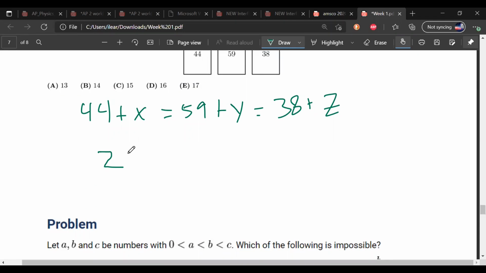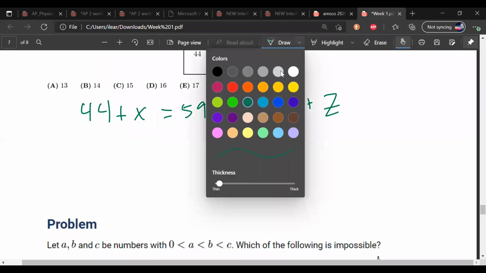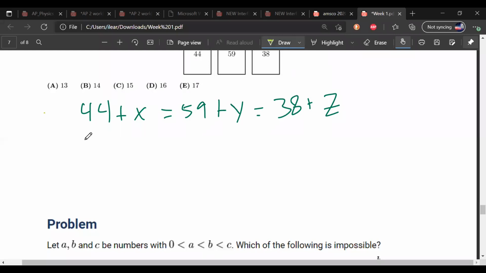So let's consider, for the sake of argument, that x, y, and z are all prime numbers that are not 2. So that means x is odd, y is odd, z is odd. So what we have right here is an even number plus an odd number, which is equal to an odd number. Here we have an odd number plus an odd number, which is equal to an even number. And here we have an even number plus an odd number, which is equal to an odd number.